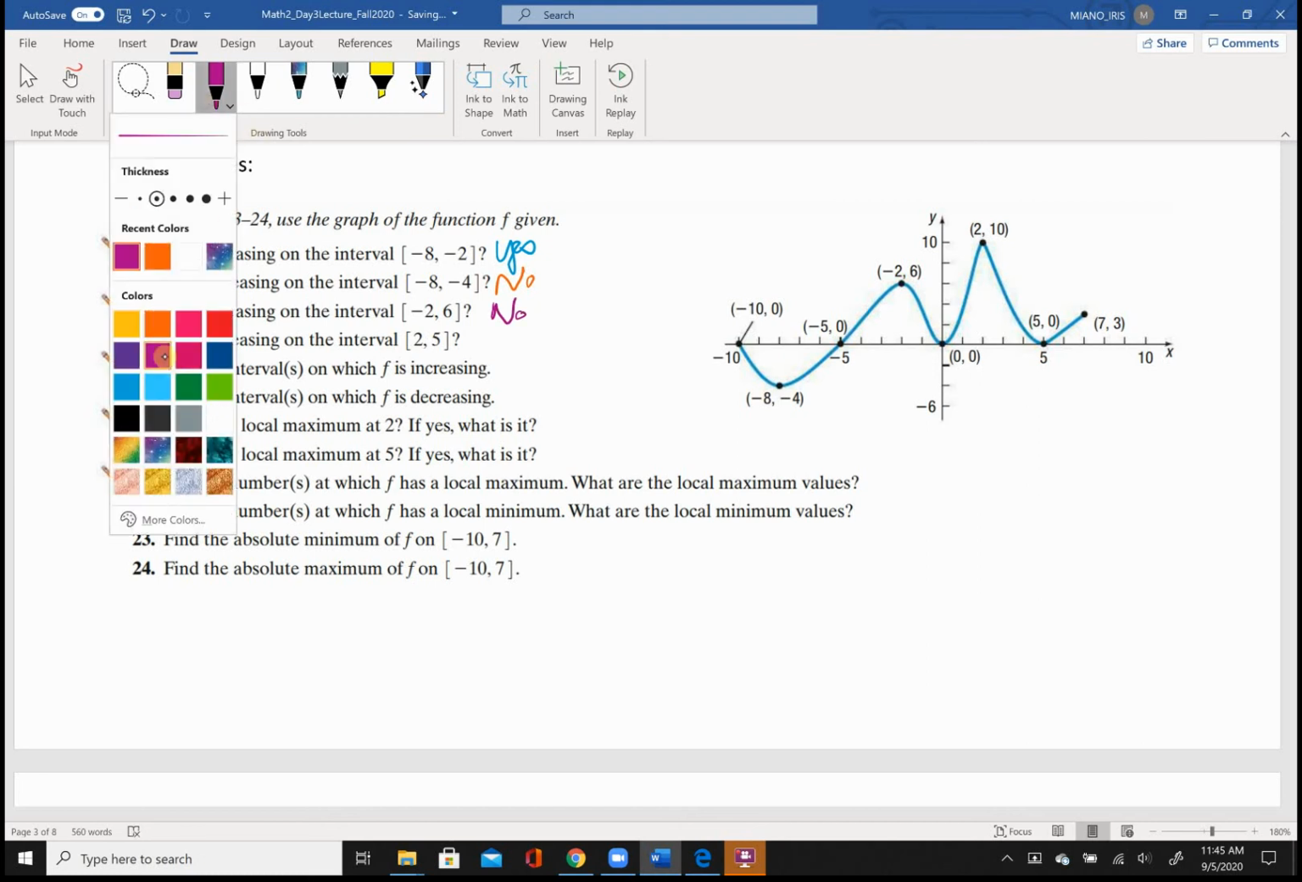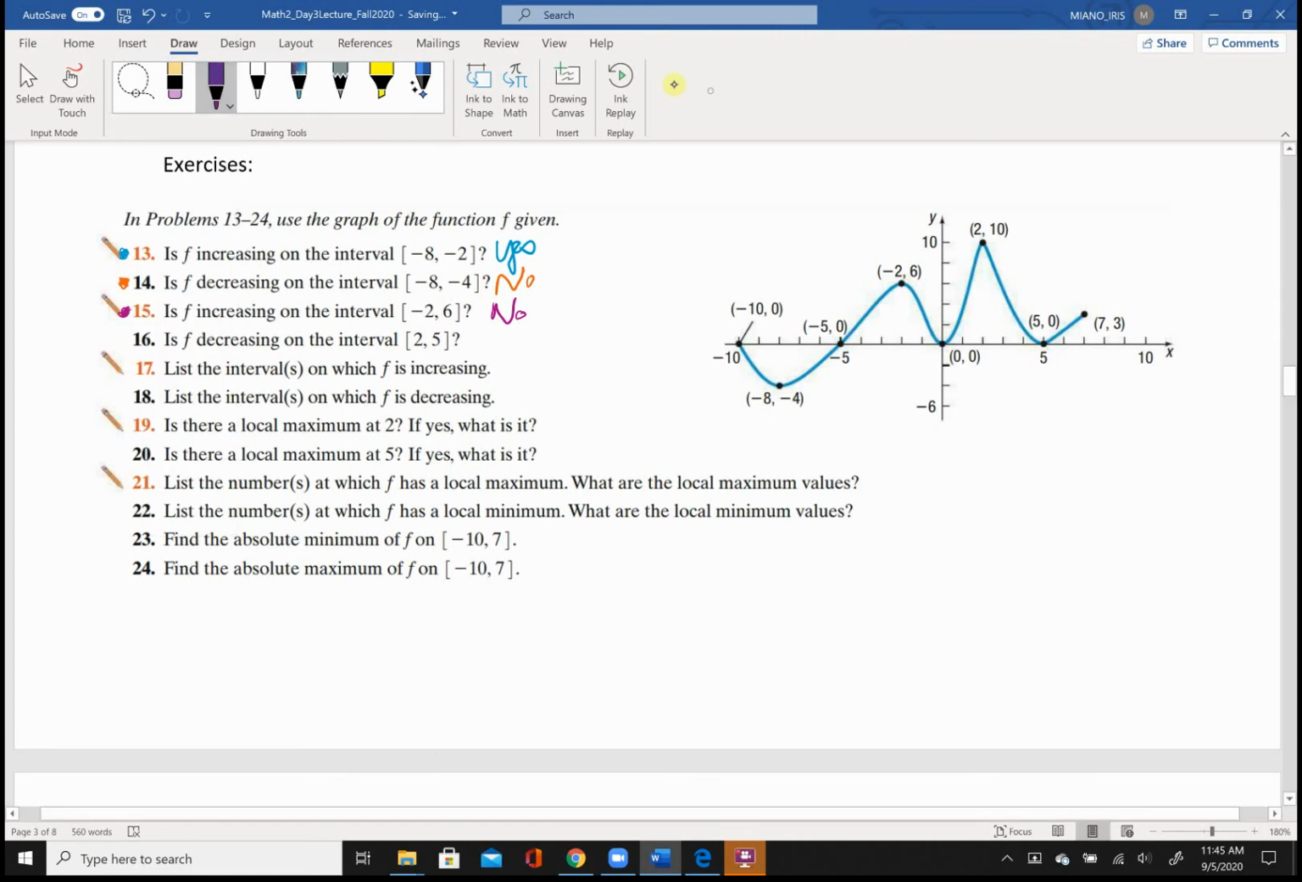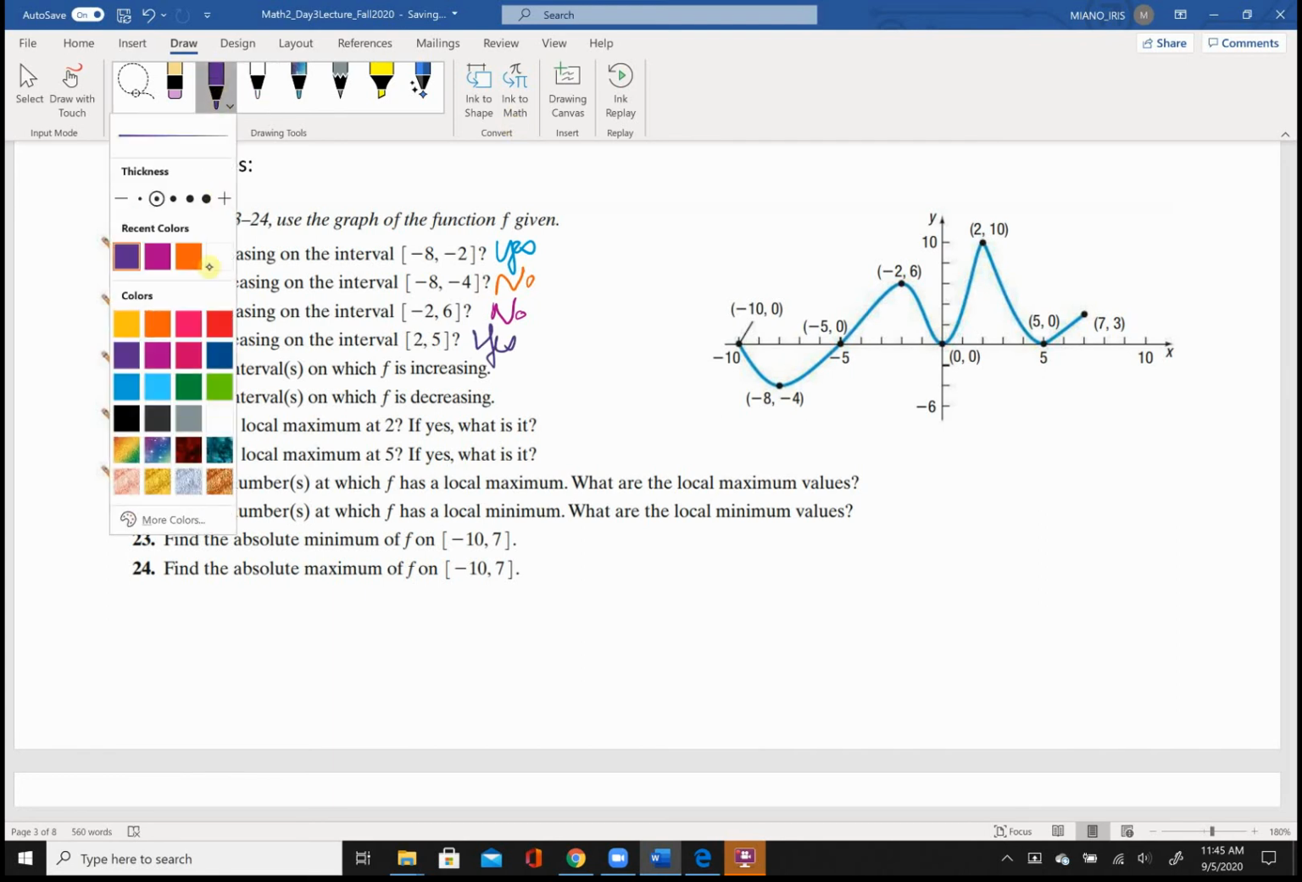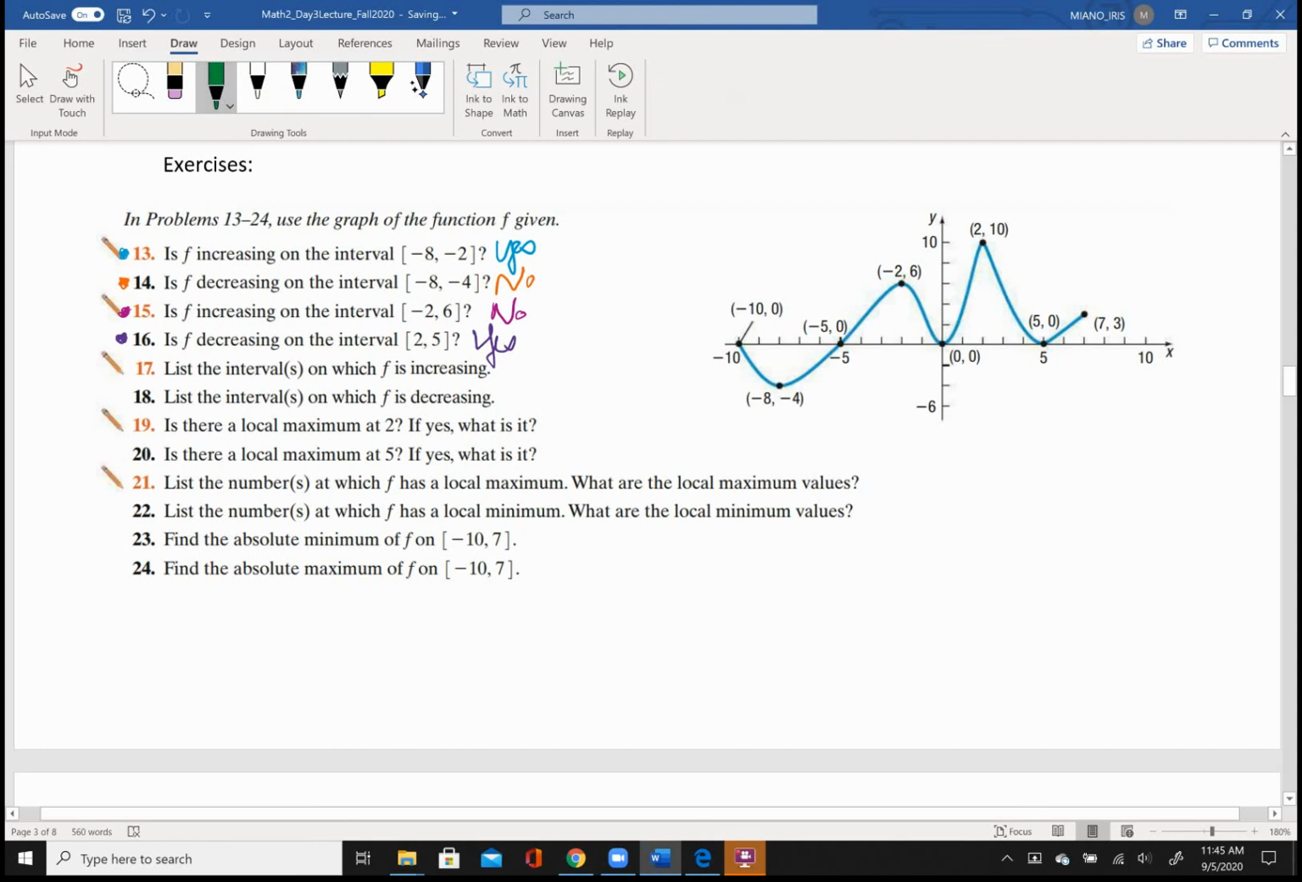Next question, number 17. Or sorry, we're on number 16 now, excuse me. Are we decreasing on the interval from 2 to 5? Start at 2 and then travel to 5. Yep, I was decreasing the entire time, so I would say yes. Okay, great. Here we go, new color, new problem.